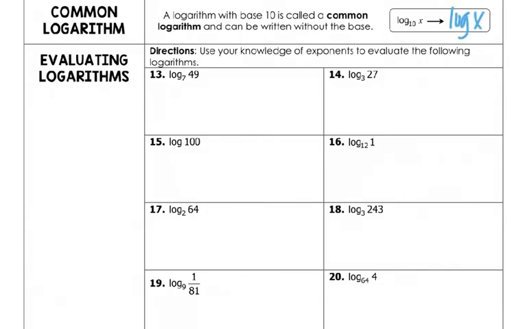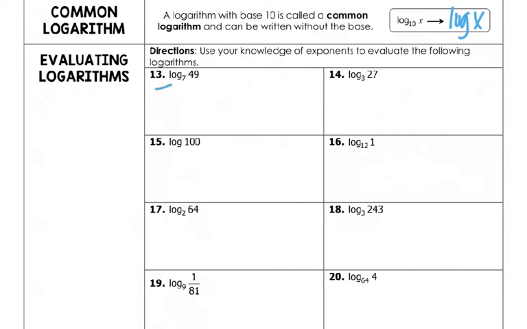Okay, without having a base written, it's understood that the base is 10. Now, in order to solve these logarithms, you notice there's no equal to a number. We're going to solve them by using what we know about exponents. So the first thing we're going to do is rewrite them using exponential form.